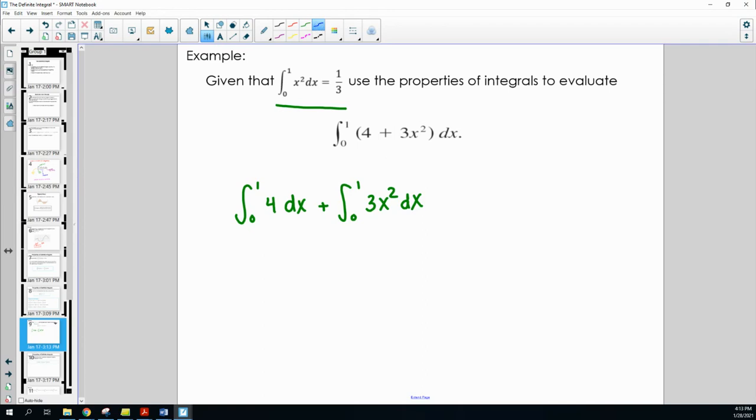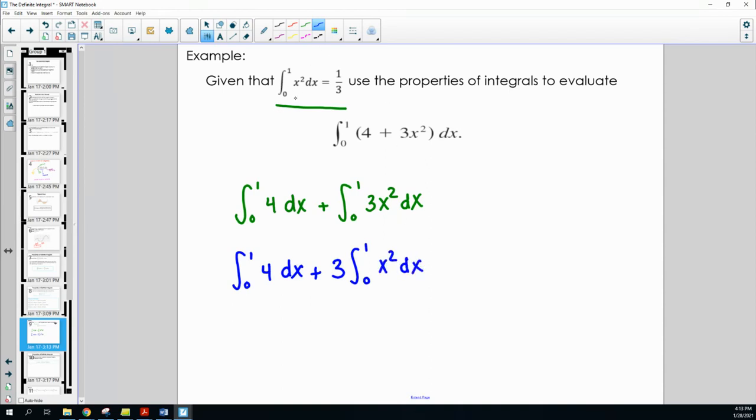Okay, so let's see what else we can do here. Because we have this 3 that's a constant, I can pull it outside. So I'm going to have the integral from 0 to 1 of 4 dx plus the 3 is going to come outside of the integral. I have the integral from 0 to 1 of x squared dx.